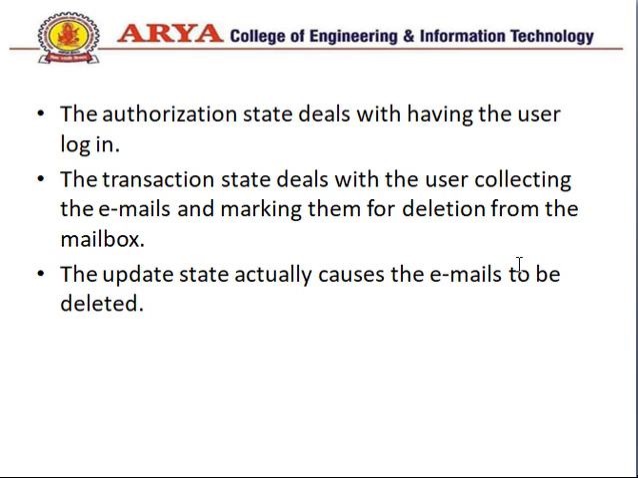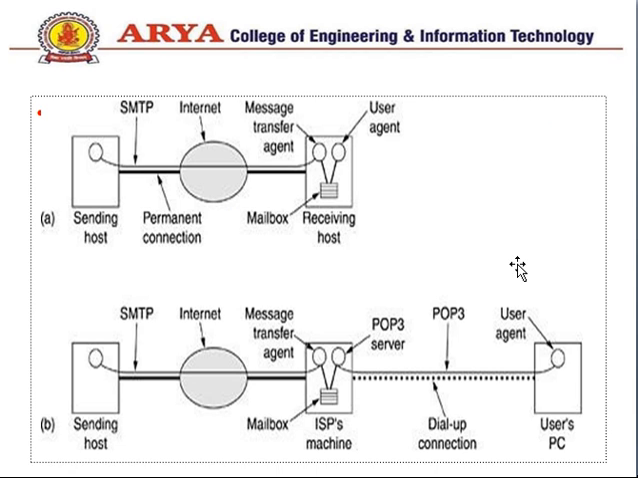The transaction state deals with the user collecting the emails and marking them for deletion from the mailbox, right? In the transaction state, the user will collect all the emails. After that, it will either delete them or store them for the user. The update state actually causes the emails to be deleted. In the update state, we will delete the messages from the server, right? So these were the three stages.